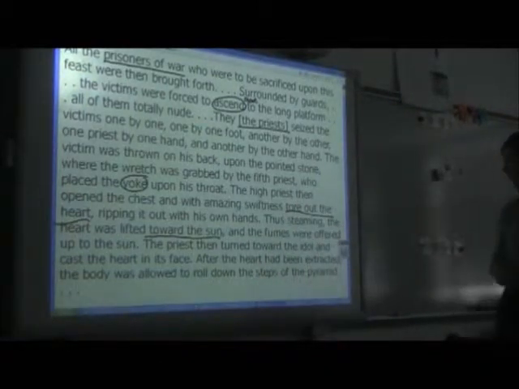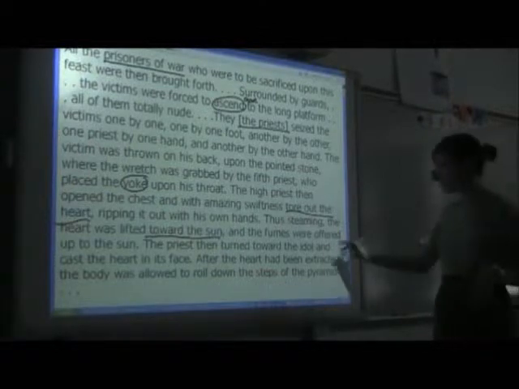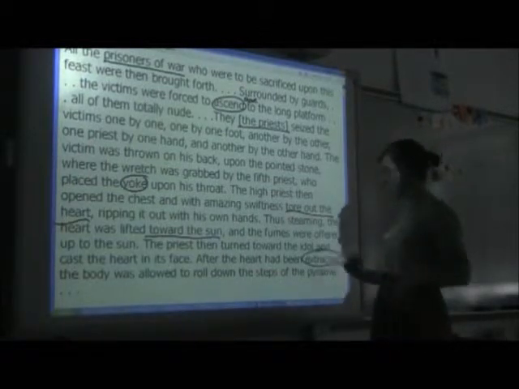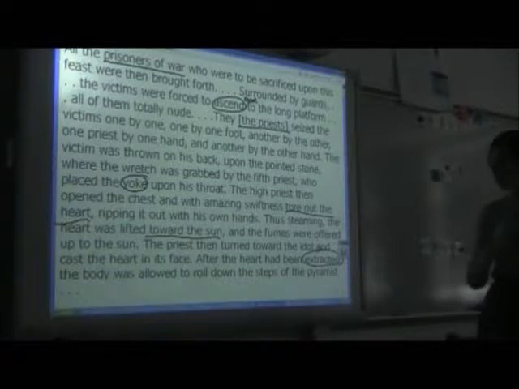The priest, after the heart was extracted, the body was allowed to roll down the steps of the pyramid.